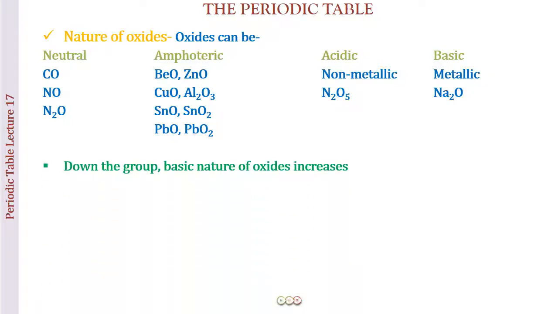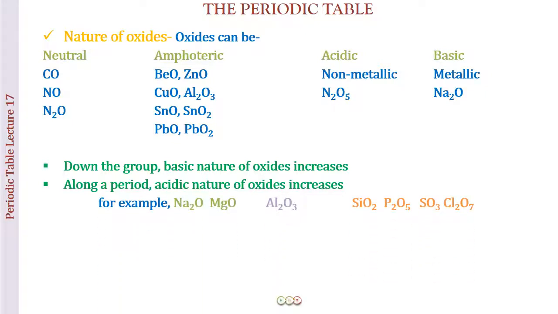Down the group, the basic nature of the oxide is going to increase, and along a period, the acidic nature of the oxides increases. For example, if you see the period 3 elements, we have Na2O, MgO, Al2O3, SiO2, P2O5, SO3 and Cl2O7. So what we are saying is that the acidic nature of the oxide is increasing in a period from basic to acidic, right? So from metallic oxides to non-metallic oxides, we are moving from a basic to an acidic oxide nature.